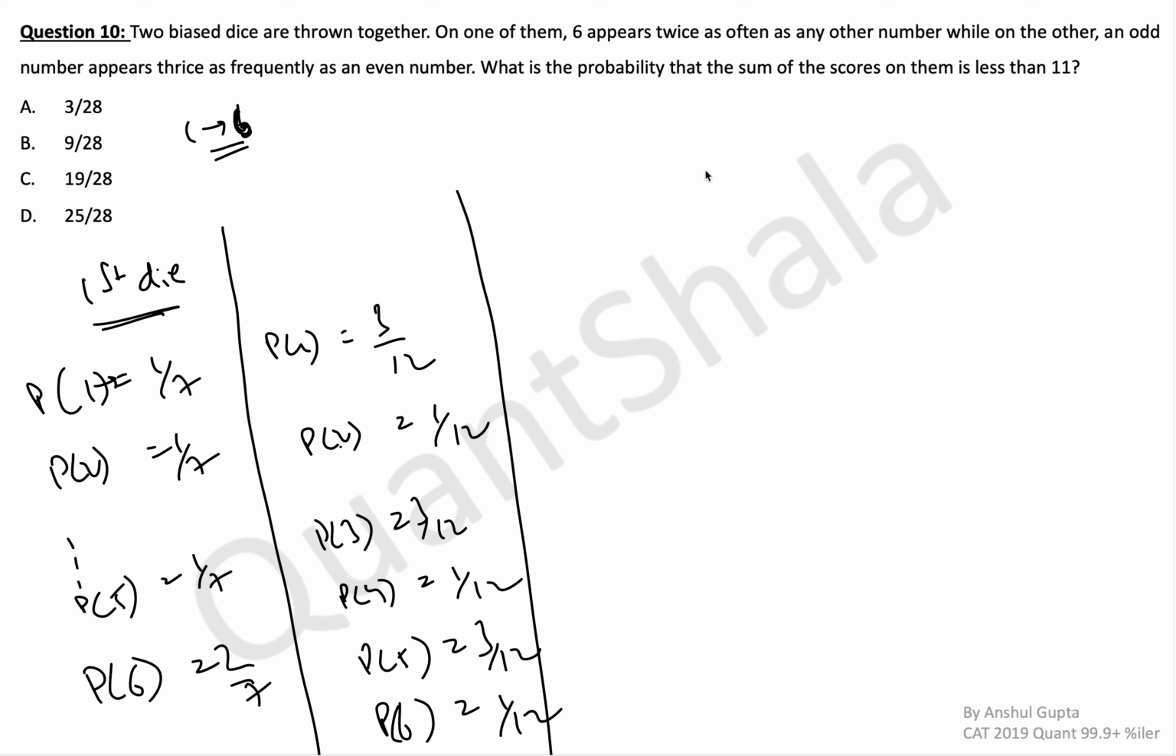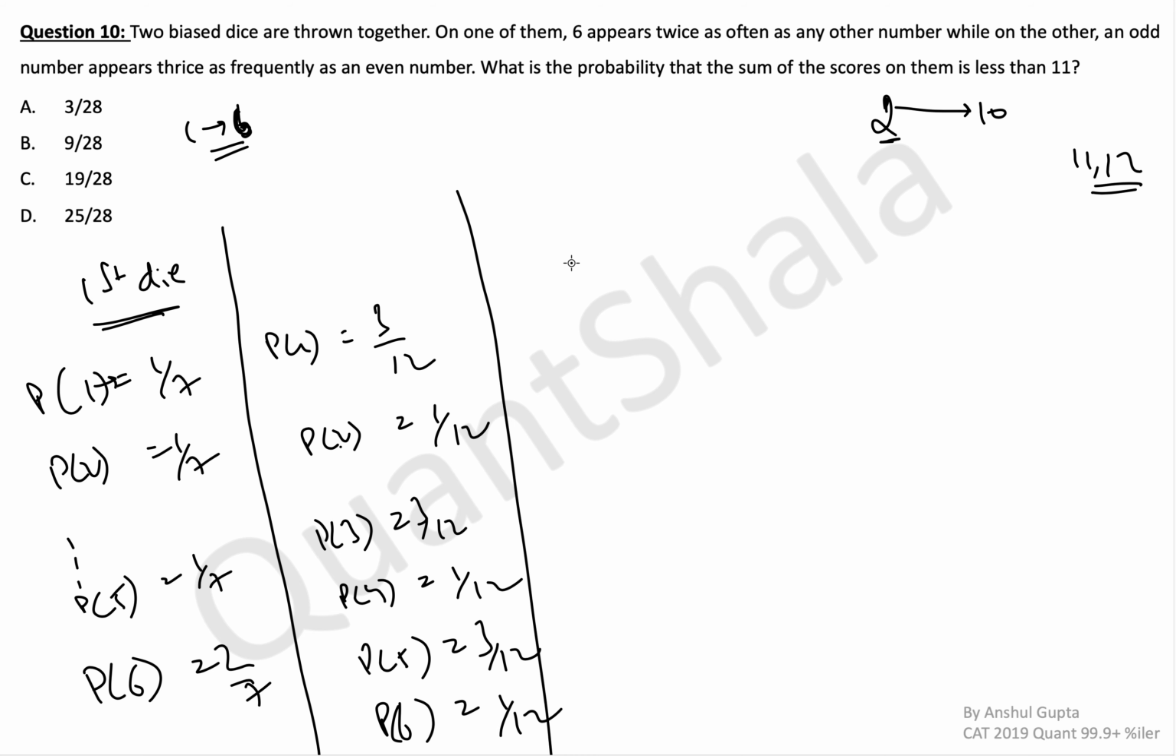Okay. Now what is the probability that the sum of scores on them is less than 11? Less than 11 means what all can they get from 1 to 10? They can't get 1 because 2 dice, right? So 1 plus 1 at least 2 will come. So from 2 to 10 we can't compute manually, right? So why not compute for 11 and 12 and then subtract that from 1?